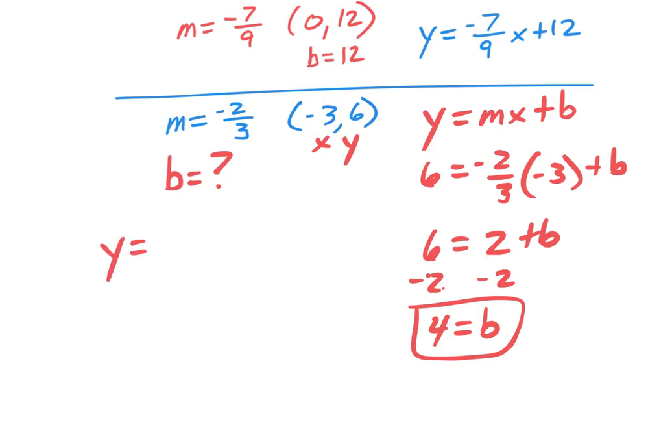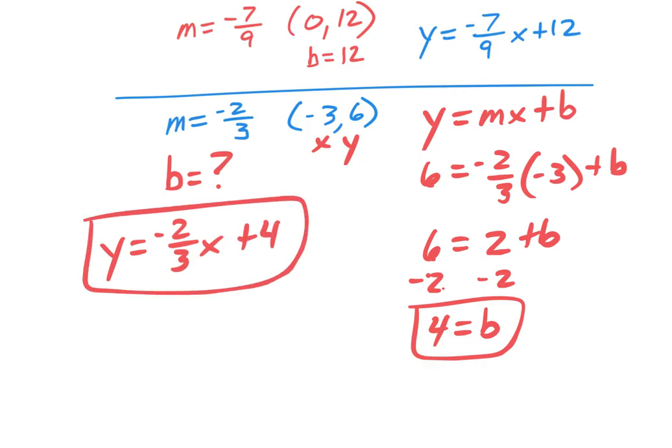So our answer then, we put our slope in for m, and now we know b, so we put b in for our y-intercept, and that would be our equation. Okay, so using slope-intercept form, it's always going to depend on what information we're provided.